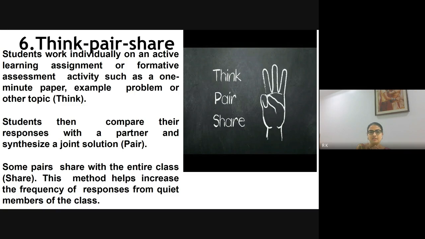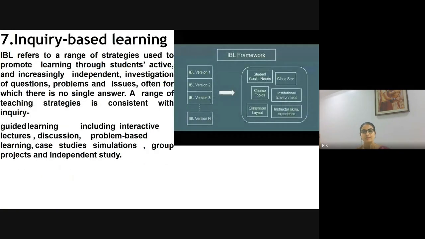Okay, I have a problem like this, you make a candidate come and sit, and then call another candidate who is ready to pair with him or her, and then some pairs share with the entire class. So after the discussion, after coming to a solution, they have to share their content with the entire class, and this method helps to increase the frequency of responses from quiet members of the class. Even members who are very, very quiet, very silent, even they would raise their hands and ask how this can happen, how it has happened, right? So think, pair, and share is another very wonderful method which can be used in the classroom.